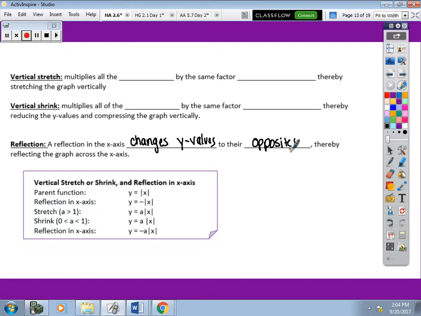So anytime you see a reflection, it will be like this, negative absolute value of x, and so it's a negative out front. And anytime you see this, this will tell you that the graph is facing downward. So it has to be negative out front of the absolute value. If you look back at your homework last night, any of the ones with the negatives, you'll notice that the graph is faced downward.